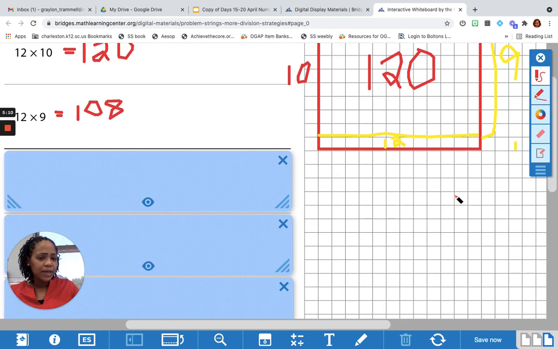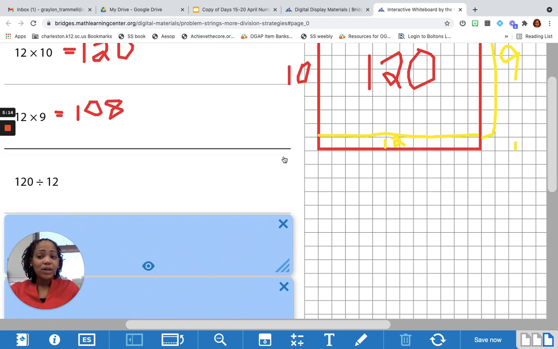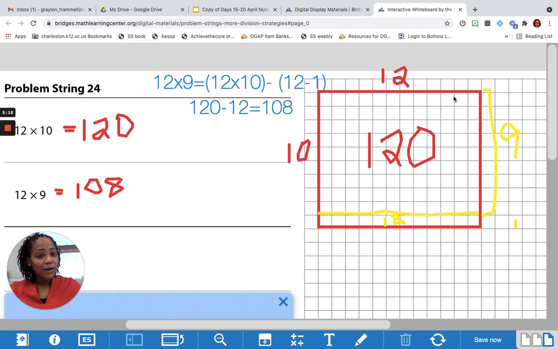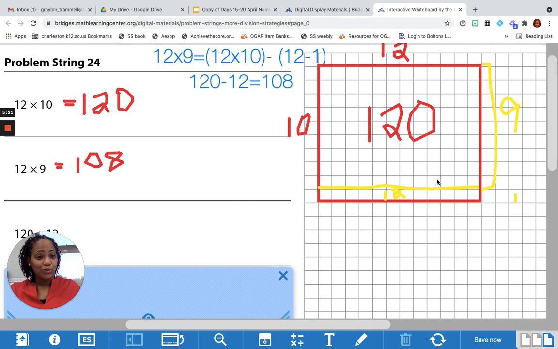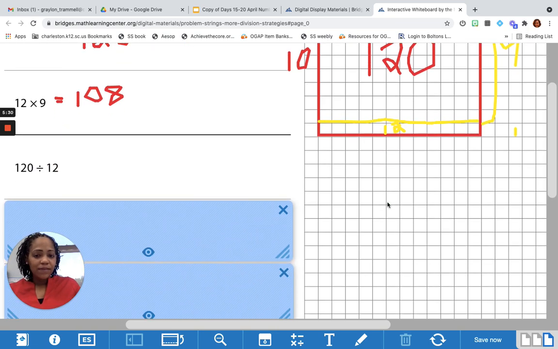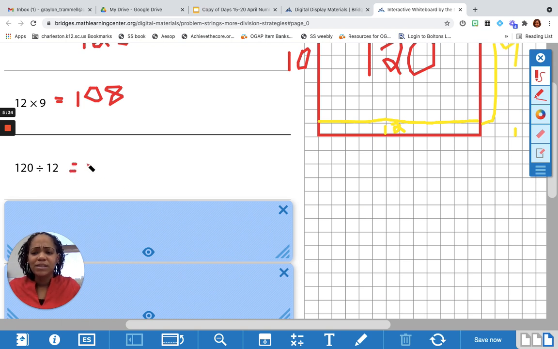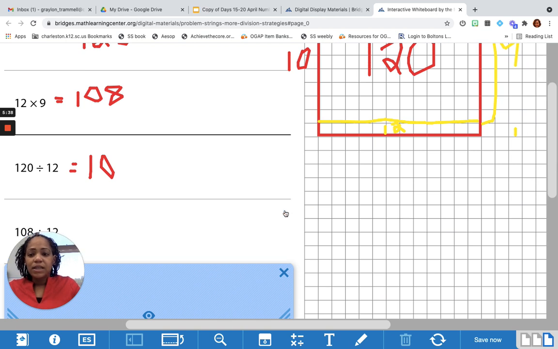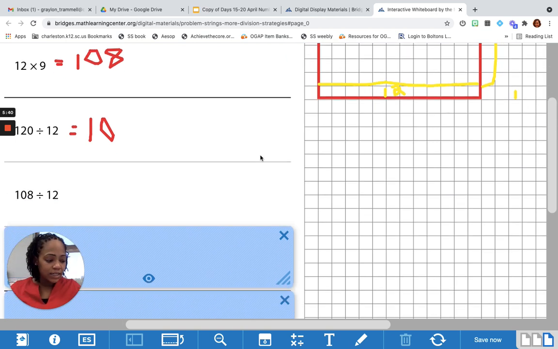Now let's see how we can apply that with division. Now I have 120 divided by 12. We've kind of already solved that because we know 10 times 12 is 120, so 120 divided into 12 groups would give me 10 groups. Let me write that here, it's 10, and our picture already represents that. So what if then I needed 108 divided by 12?